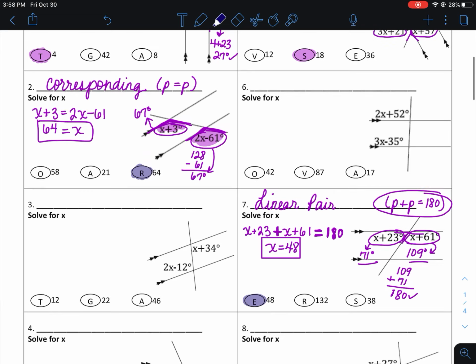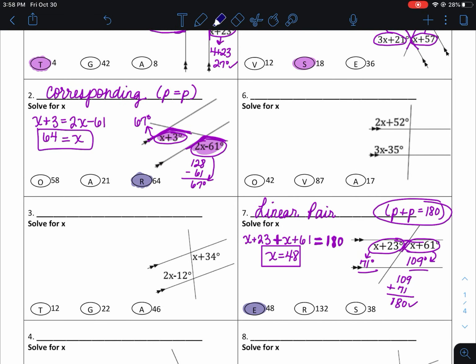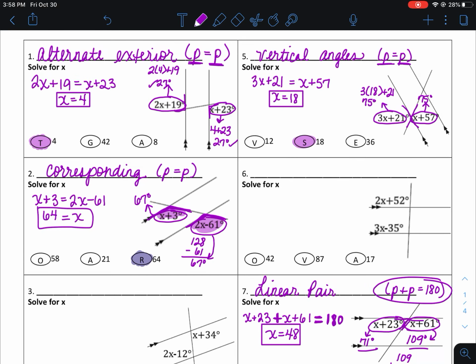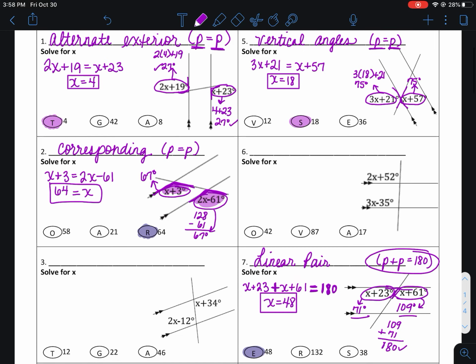Okay, so let me just take it down to the bottom real quick so we know how to actually fill this in. All right, so for number 1, we're going to put a T, and for number 5, we're going to put an S. I'm writing this down so I don't forget. 2, we're going to put an R. 7, we're going to put an E.